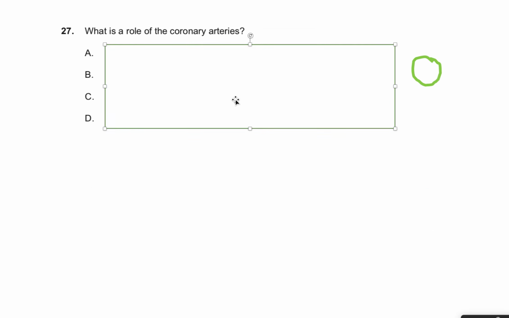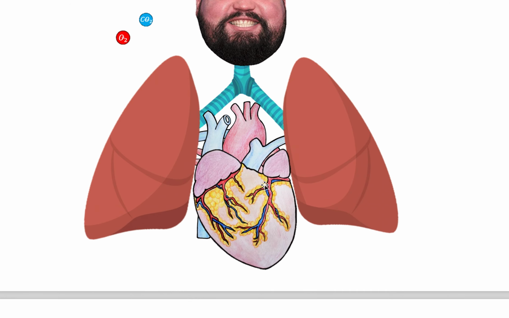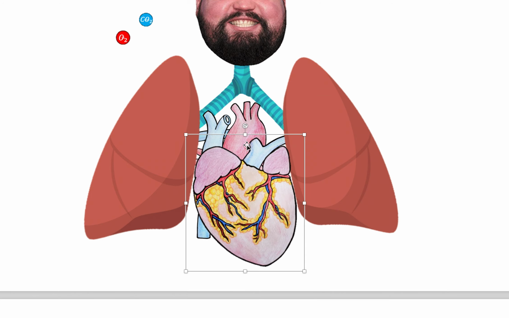What is a role of the coronary arteries? Okay, try it by yourself. So the coronary arteries, let me show you. Here I put back the layer of the heart. All these big pipes coming from the heart either leave the heart, so this one leaves the heart to go to the rest of the body to supply it with fresh oxygen, or it could be these blue pipes. For example, this blue pipe goes to the lung to get fresh oxygen, this red pipe goes to the rest of the body to give fresh oxygen, and these ones come back from the rest of the body.